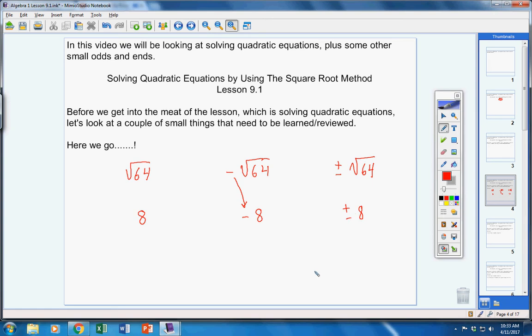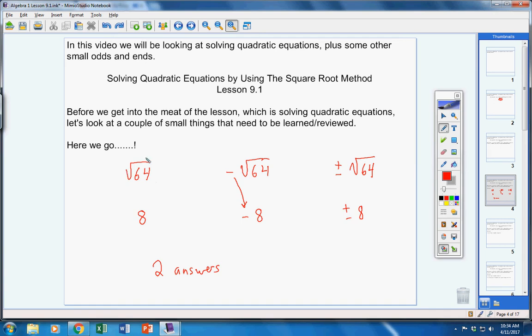Do you understand? So even though the square root of 64 technically has how many answers? 2 answers. You only have to put one answer, unless of course I have positive negative here, then you would put positive negative with your answer. Do you understand? Okay? It's very important that you understand that.